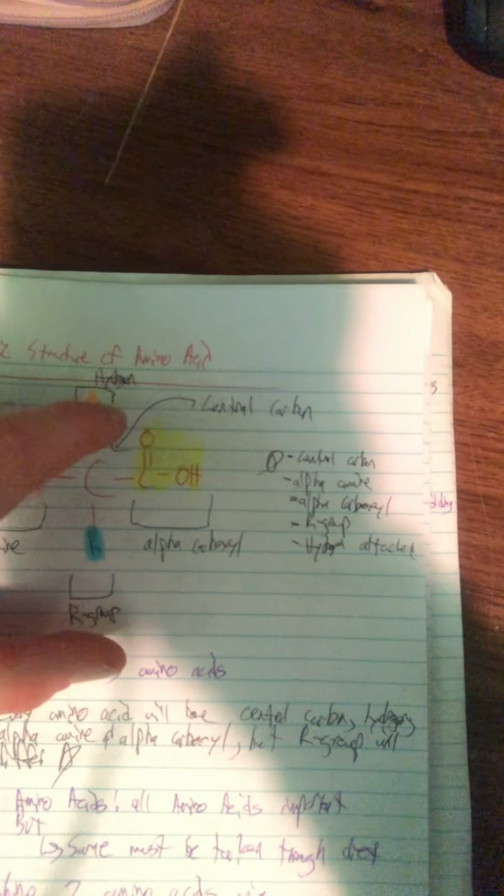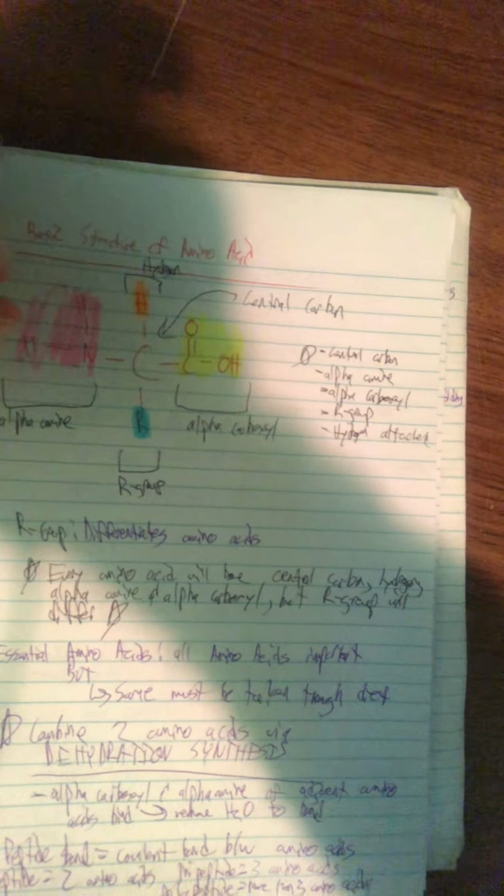So we got the central carbon, we got the alpha carboxyl, so the C with the double bonded oxygen, and then the hydroxyl attached there. It's called an alpha carboxyl whenever it's in an amino acid because it helps differentiate that this is an amino acid. So this is the structure of every amino acid you'll see. You got the hydrogen atom attached to that central carbon, and then here's that alpha amine. So it's the N with a hydrogen attached and the hydrogen attached. That's the alpha amine.